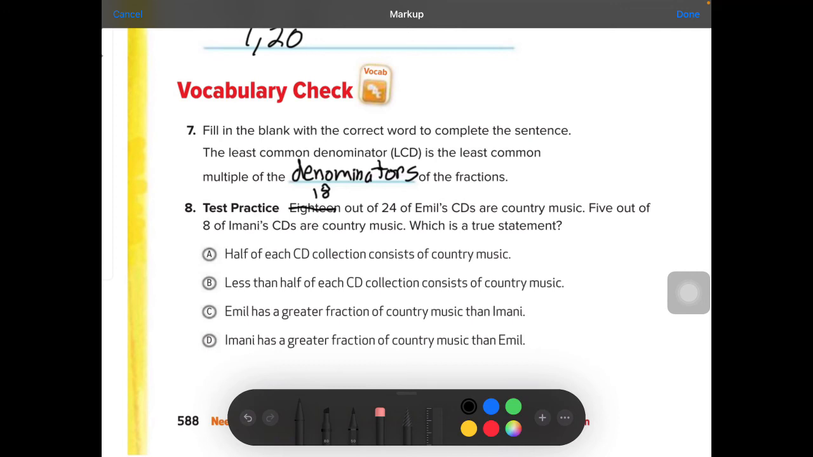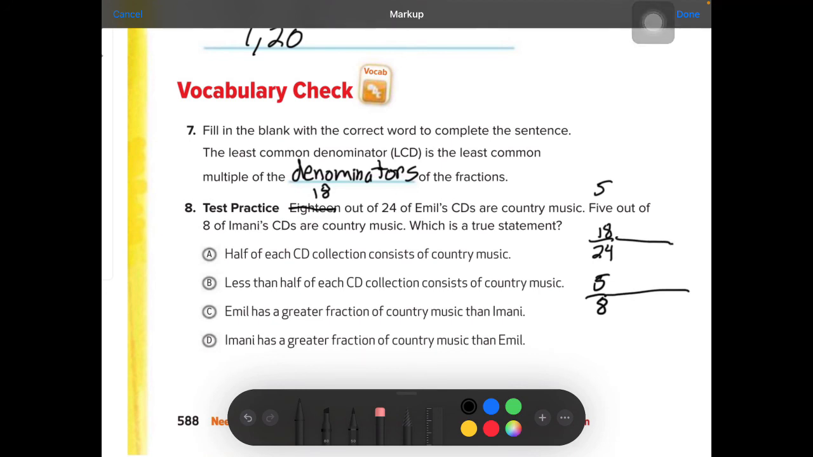Number 8. 18, I saw that word right there, out of 24. So then we have a fraction that looks like this, 18 out of 24, of Emil's CDs are country, 5 out of 8 of Imani's CDs are country. Which is the true statement? Half of each CD collection consists of country music. Less than half of each CD collection consists of country. Emil has a greater fraction of country than Imani. Imani has a greater fraction than Emil.